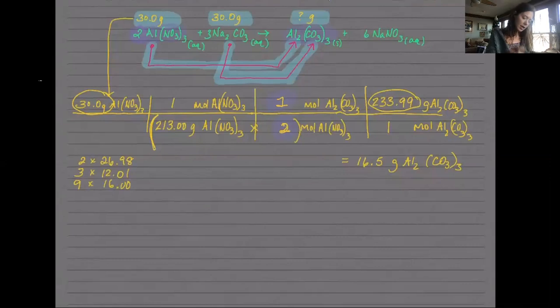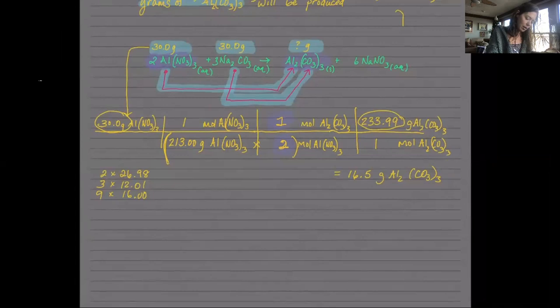However, I need to do this again because I've also got here, guys, I've got 30 grams of my other reactant. And what if it makes a smaller amount of product? Then I won't be able to make this 16.5 grams. So in fact, we're going to have to solve that problem. So I will now have to take my other reactant and do this again. This time, instead of having 30 grams of aluminum nitrate, I have 30 grams of sodium carbonate.